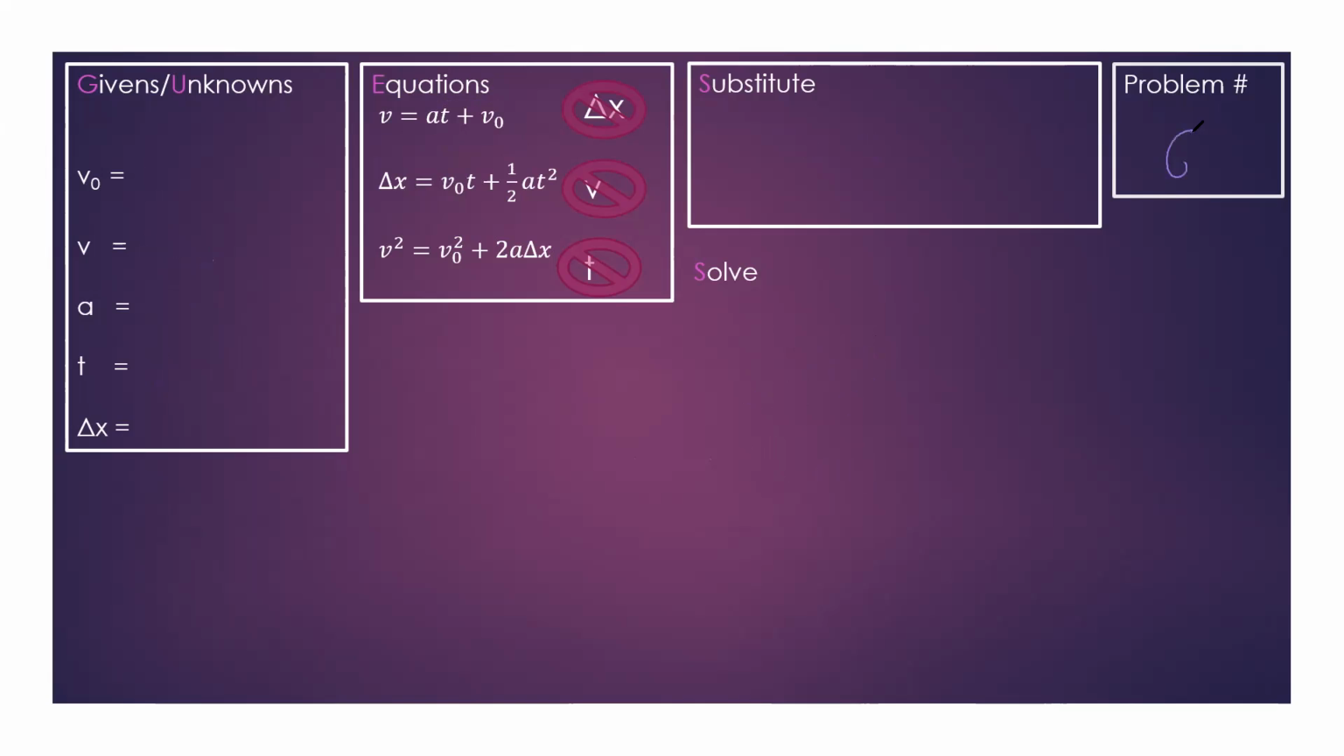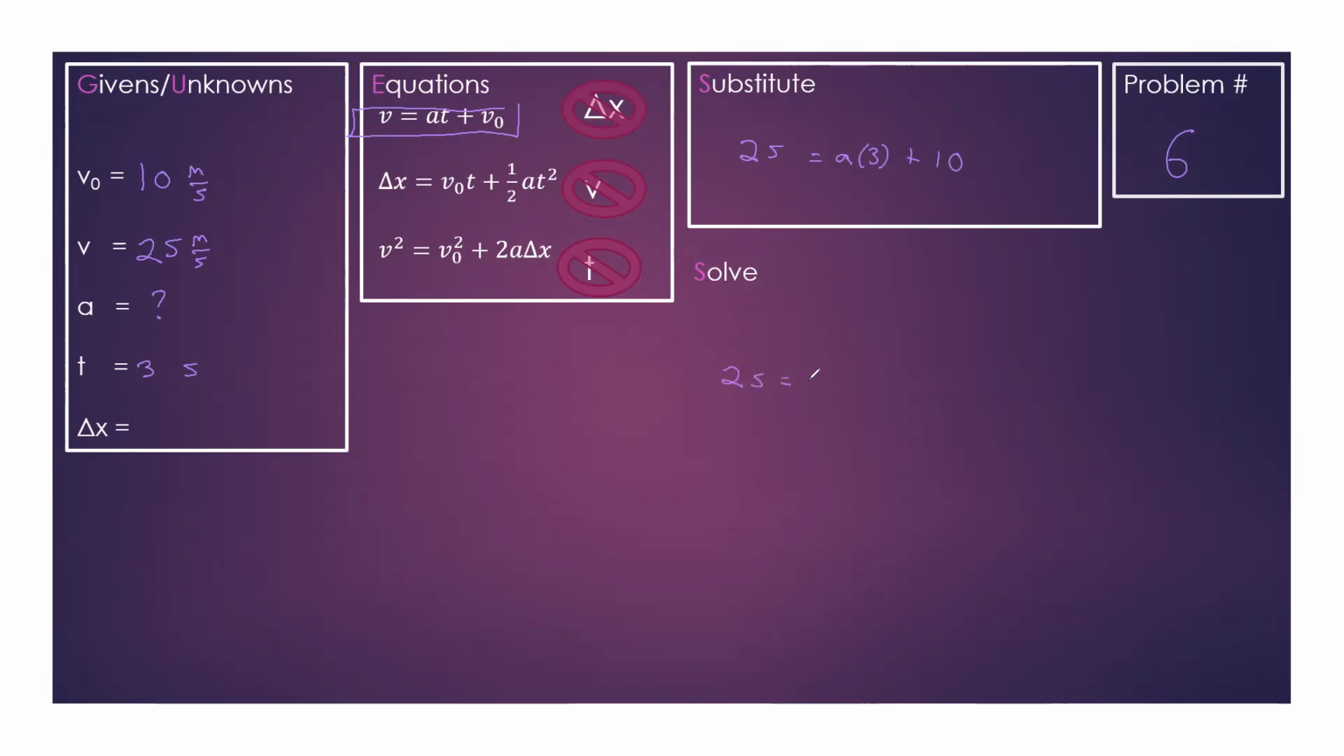For problem 6. A uniformly constantly accelerated body increases in velocity from 10 meters per second to 25 meters per second in 3 seconds. Its displacement is, its acceleration is what? So in this case, delta x is the variable that I do not want and do not care about. So v equals a times t plus v naught.